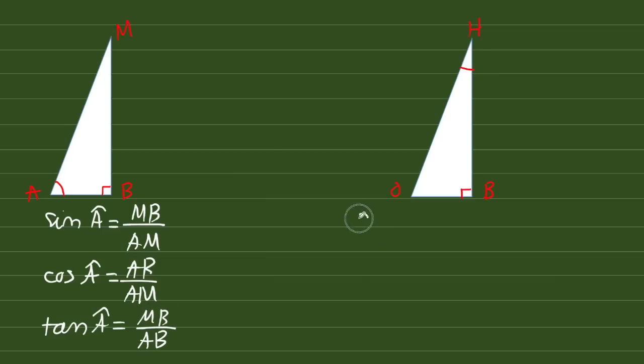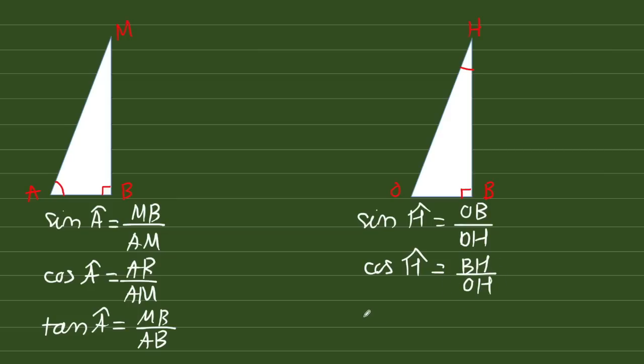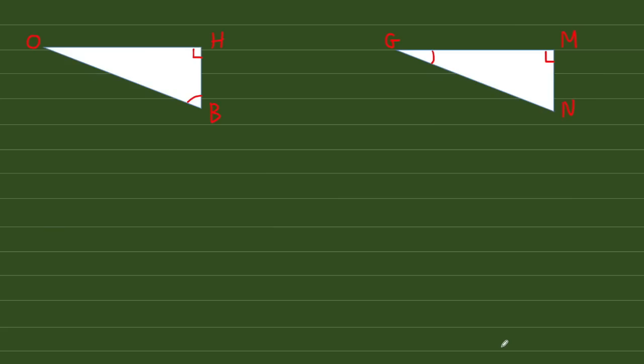Okay, and that's this question. Now for angle H, sine H is opposite OB divided by hypotenuse OH. Cos H is adjacent BH divided by OH. About tan, opposite divided by adjacent. Opposite is OB, adjacent is BH. So the last two questions are for practicing determining the three trigonometric ratios.